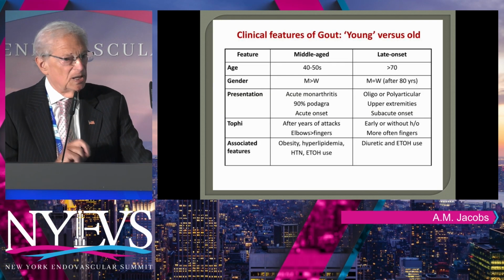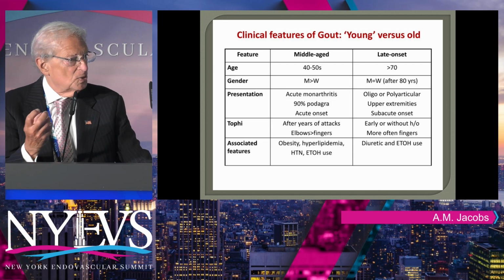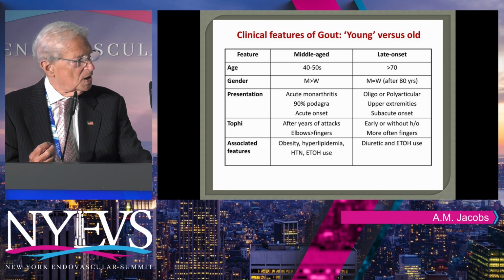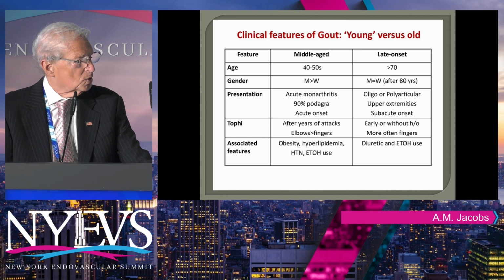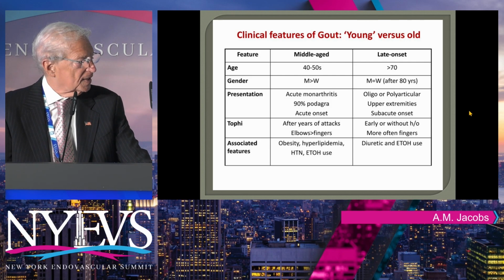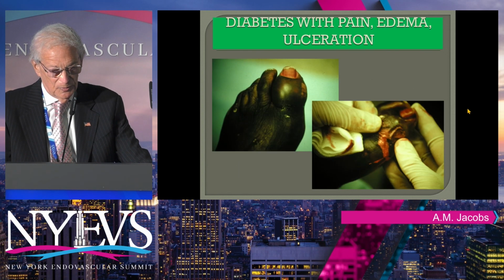Gout is different in the older patient. The gouty patient who's older doesn't usually get that acute podagra that we're taught to look for. So they don't come in with this acute, swollen, painful joint. They have a more low-grade chronic disorder, and you could say, oh, it's hallux limbus or something like that. They tend to be oligoarticular, and they tend to be having more tophaceous deposits.